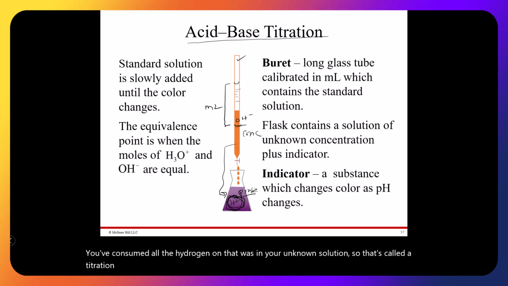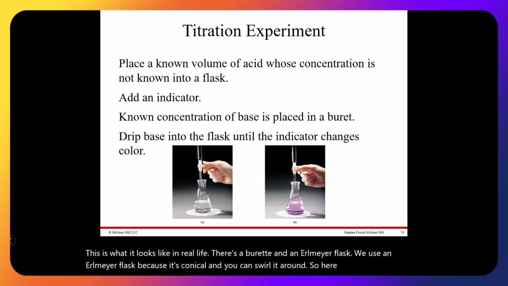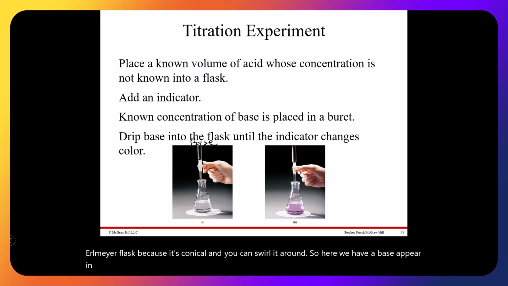So let's look at an example of that. This is what it looks like in real life. There's a burette and an Erlenmeyer flask. We use an Erlenmeyer flask because it's conical and you can swirl it around. So here we have a base up here in the burette. We have an acid here, and you go, how do you know that?